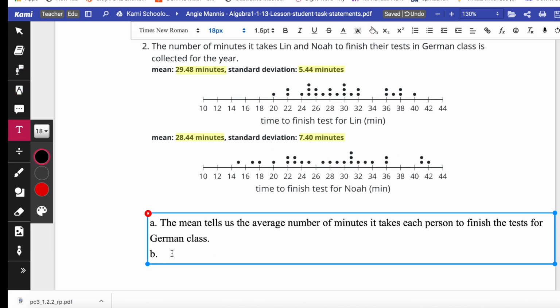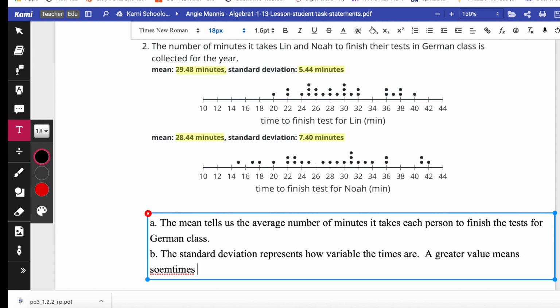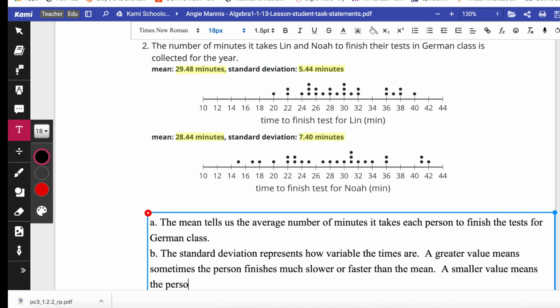All right, so let's put something down for this one. The standard deviation represents how variable the times are. A greater value means sometimes the person finishes much slower or faster than the mean. A smaller value means the person finishes around the same time for each test.